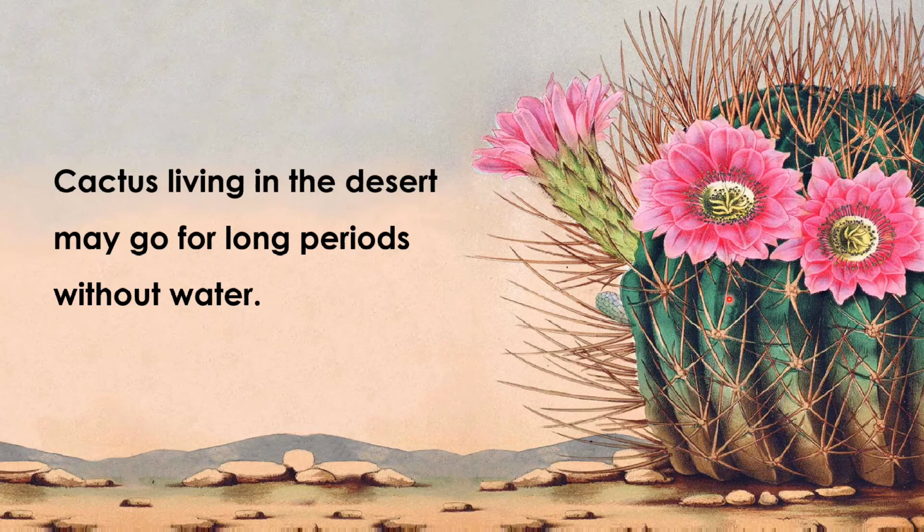These thorns play a very important role in the life of a cactus. Why? Because they reduce water loss by transpiration. The trunk of the cactus is plump, allowing it to store a large amount of water. That's why they can survive for a long period of time even without water.